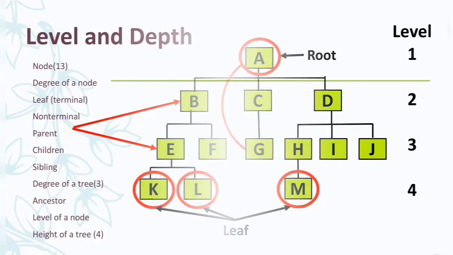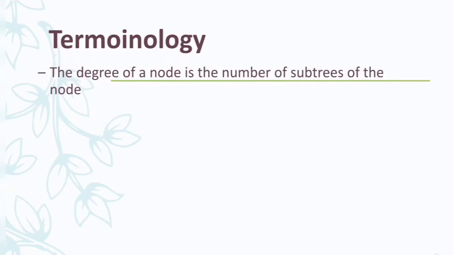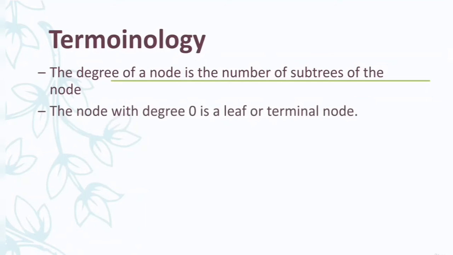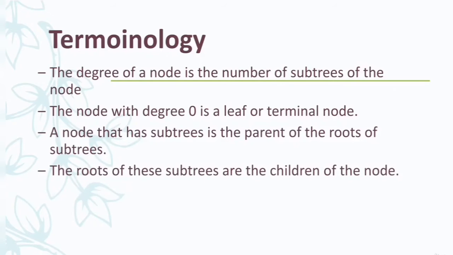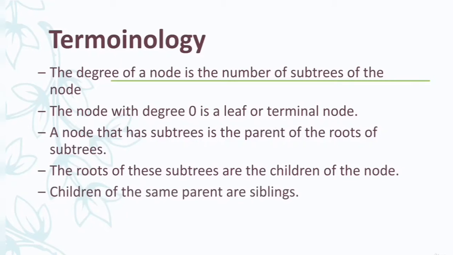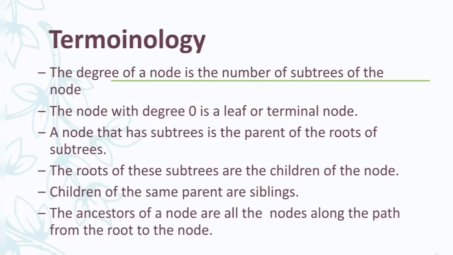So, we will see all these points with the definitions. The degree of a node is the number of subtrees of the node. The node with degree 0 is a leaf or terminal node. A node that has subtrees is the parent of the roots of the subtrees. The roots of these subtrees are the children of the node. Children of the same parent are siblings. And the ancestors of a node are all the nodes along the path from the root to the node.